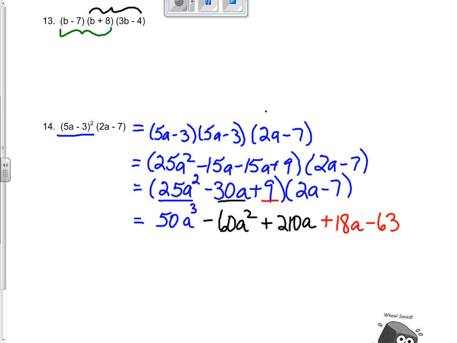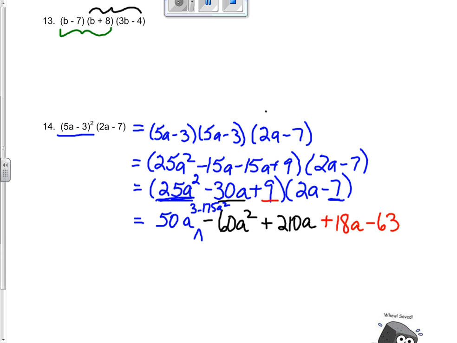Why do I feel like I'm missing one? I am. All right, I am missing the second term right here. 25a squared times minus 7 is minus 175a squared.